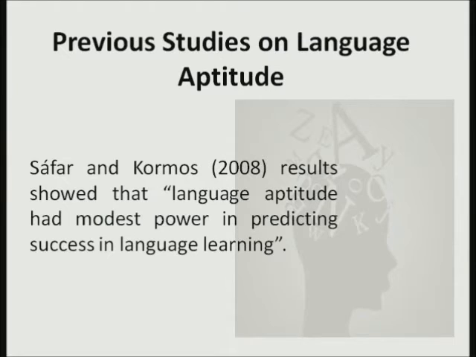Nevertheless, in 2008, Sáfár and Kormos's study showed that aptitude had a modest power in predicting success in language learning. This study concluded that sometimes aptitude does not determine if a learner will be successful or not.